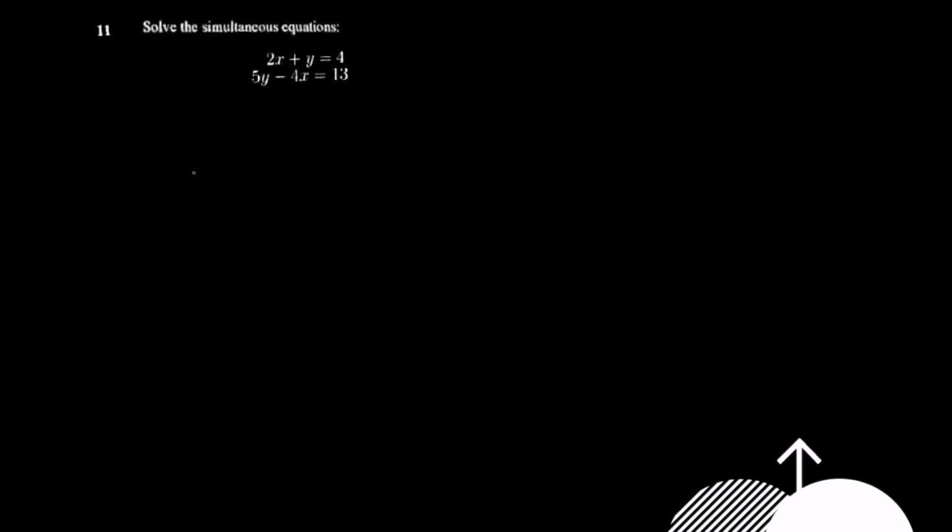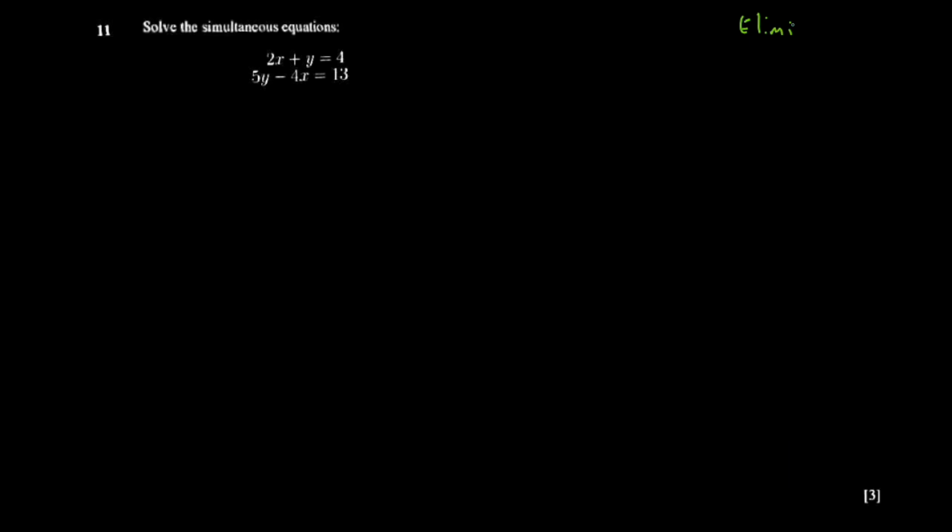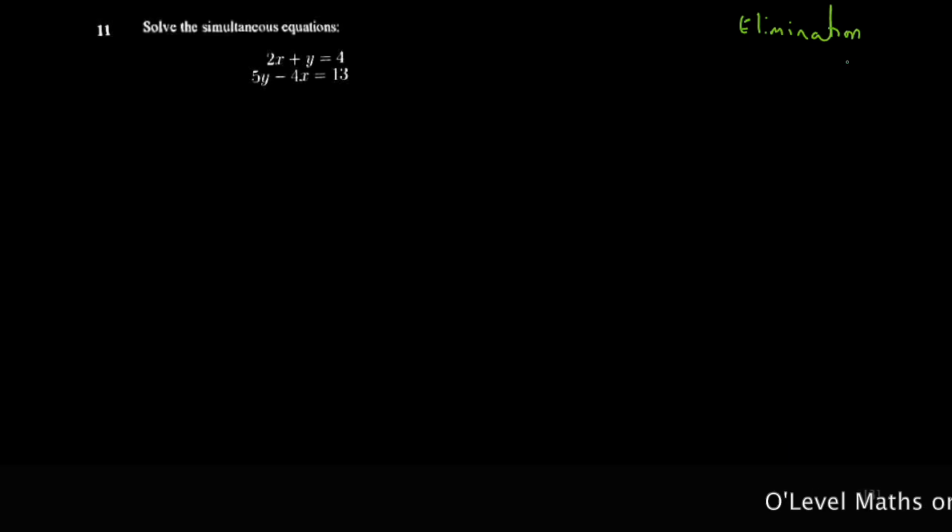So it's question 11, okay? We have this set of simultaneous equations, and you're asked to solve them. Do you know the methods for solving? There is the method of elimination. There's also the method of substitution, okay?